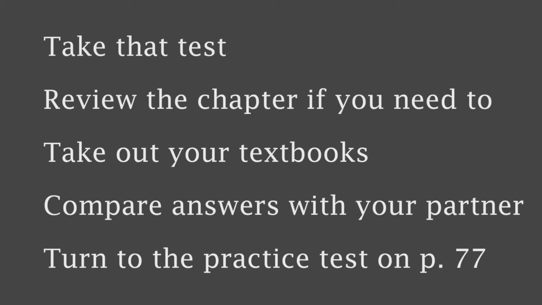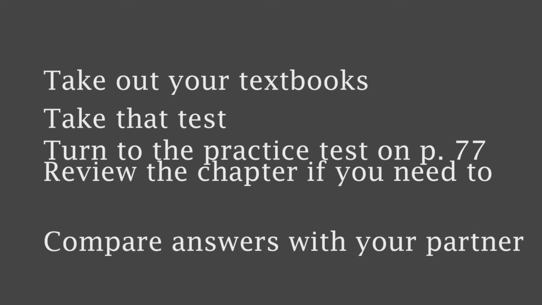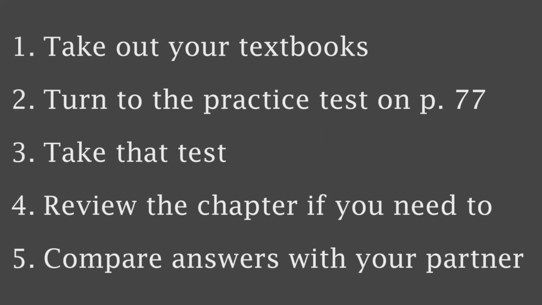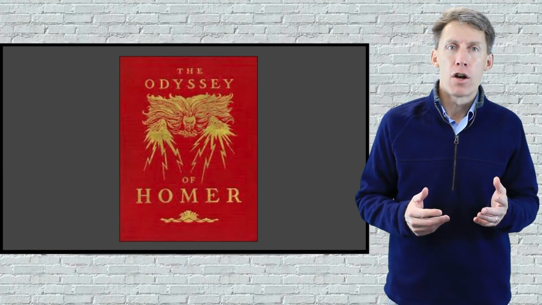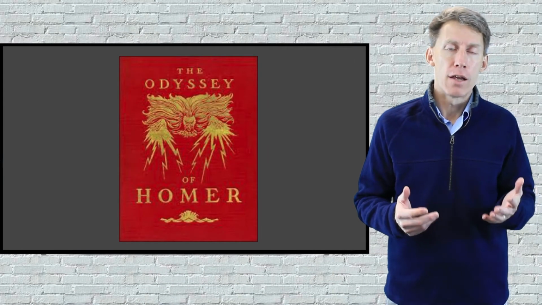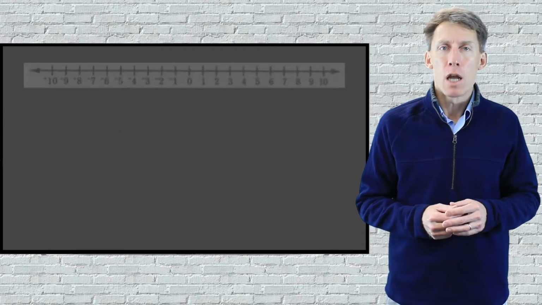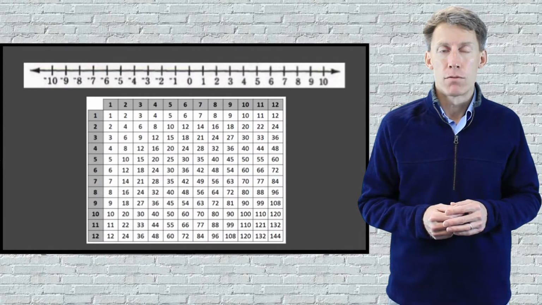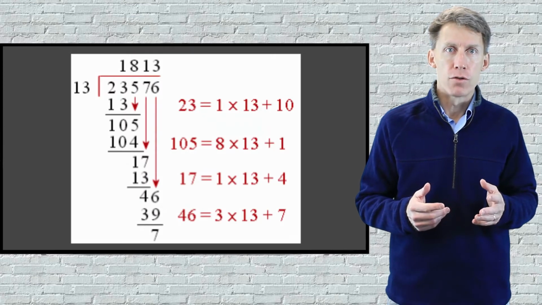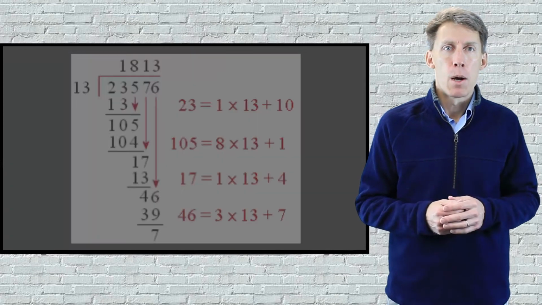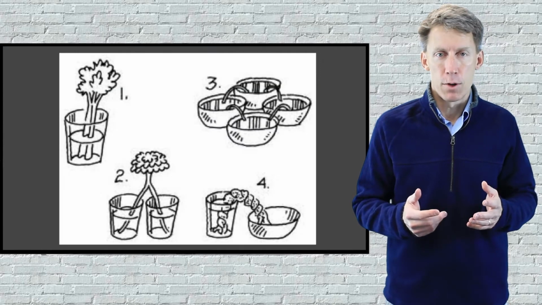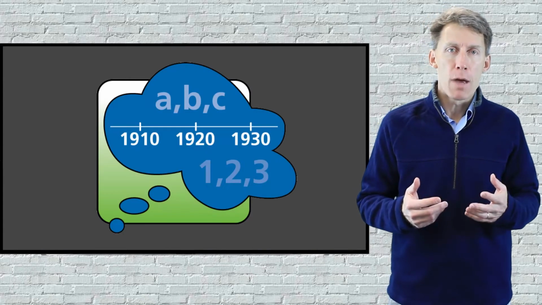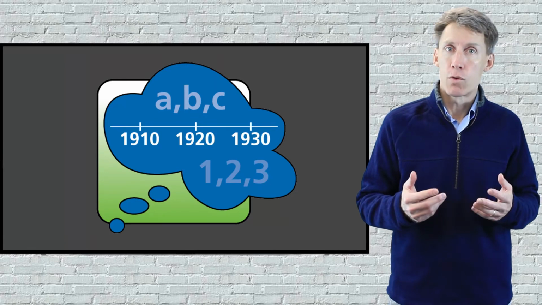Examples of sequential information are multi-step instructions, which can be especially tricky if the steps are presented out of order. Historical timelines. Narratives like novels, plays, and short stories. Number lines and multiplication facts. Math procedures like long division. Processes like photosynthesis. And steps in a science experiment. Basically, a huge amount of the information presented in school is sequential.